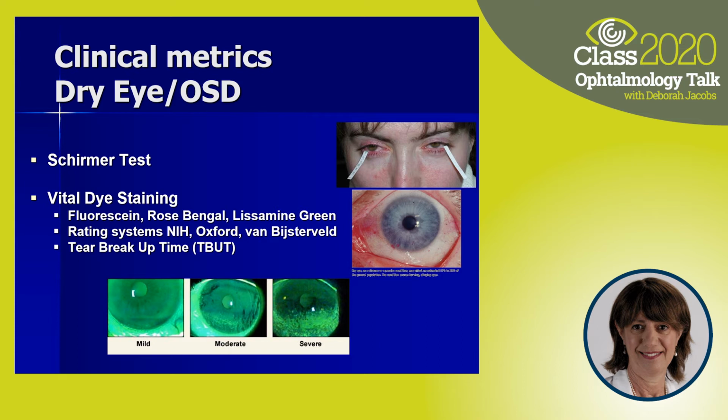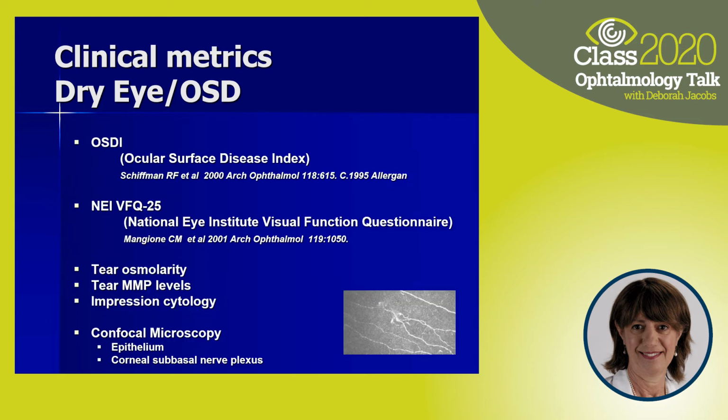Also, with the help of vital dye, we can quantify tear breakup time. There are other metrics that have gained increasing attention in the last decade. These are surveys such as the OSDI and the NEI-VFQ. Tear osmolarity can be used, tear MMP levels, and impression cytology. Finally, confocal microscopy can give us clues as to the state of the epithelium and the corneal subbasal nerve plexus.